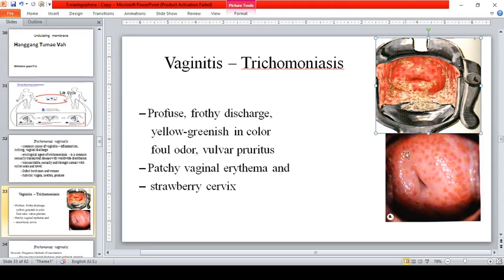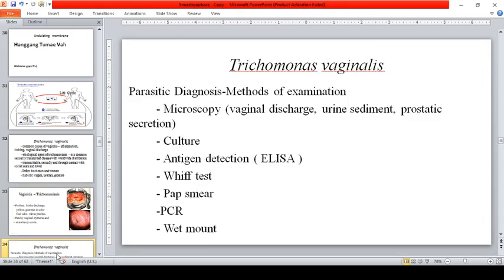This is the strawberry cervix. Okay, so yung may mga dots. So that is the strawberry, that one. Okay, strawberry cervix. So that indicates vaginitis caused by Trichomonas vaginalis infection. So guys, again, be extra careful in using the public toilet. Okay?